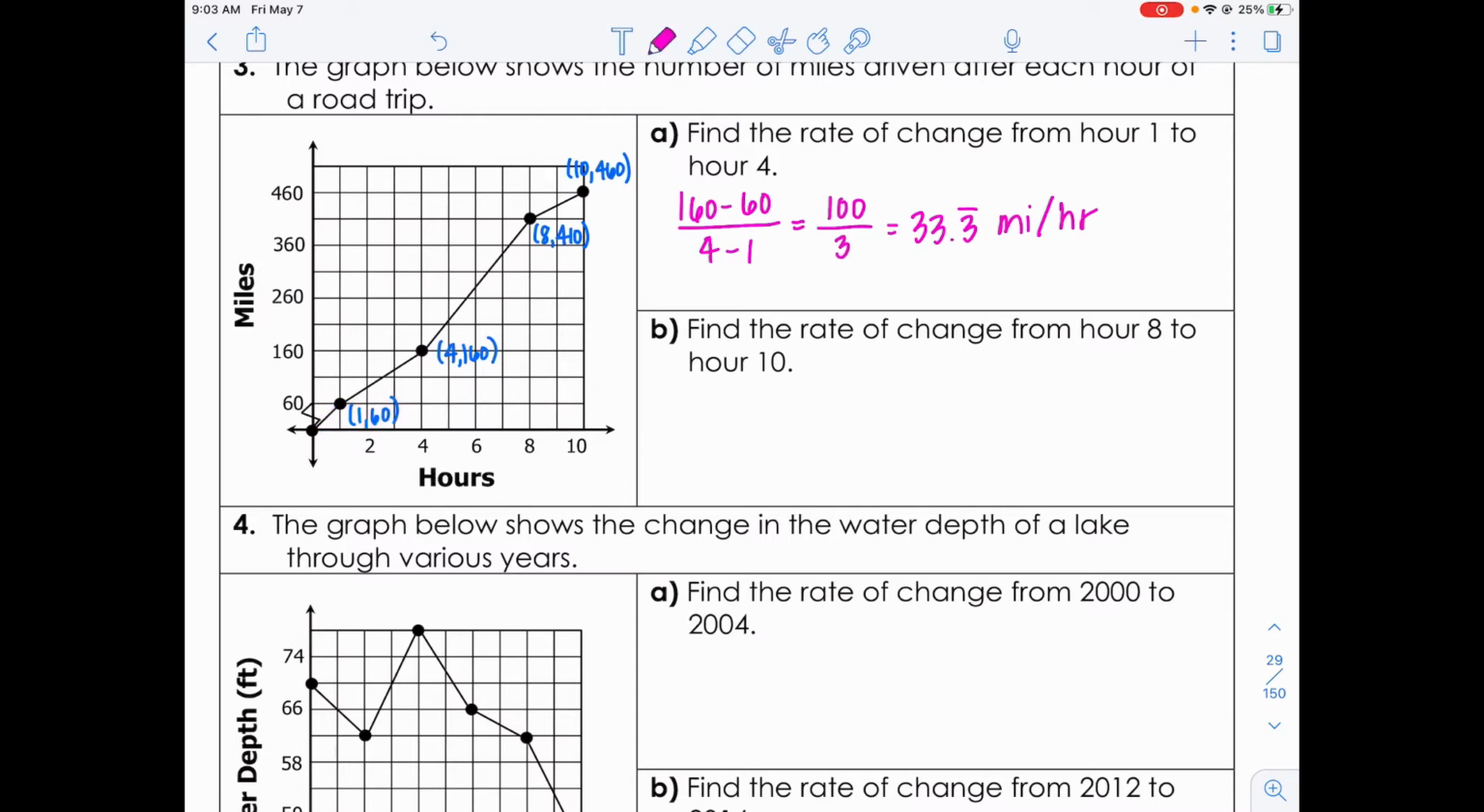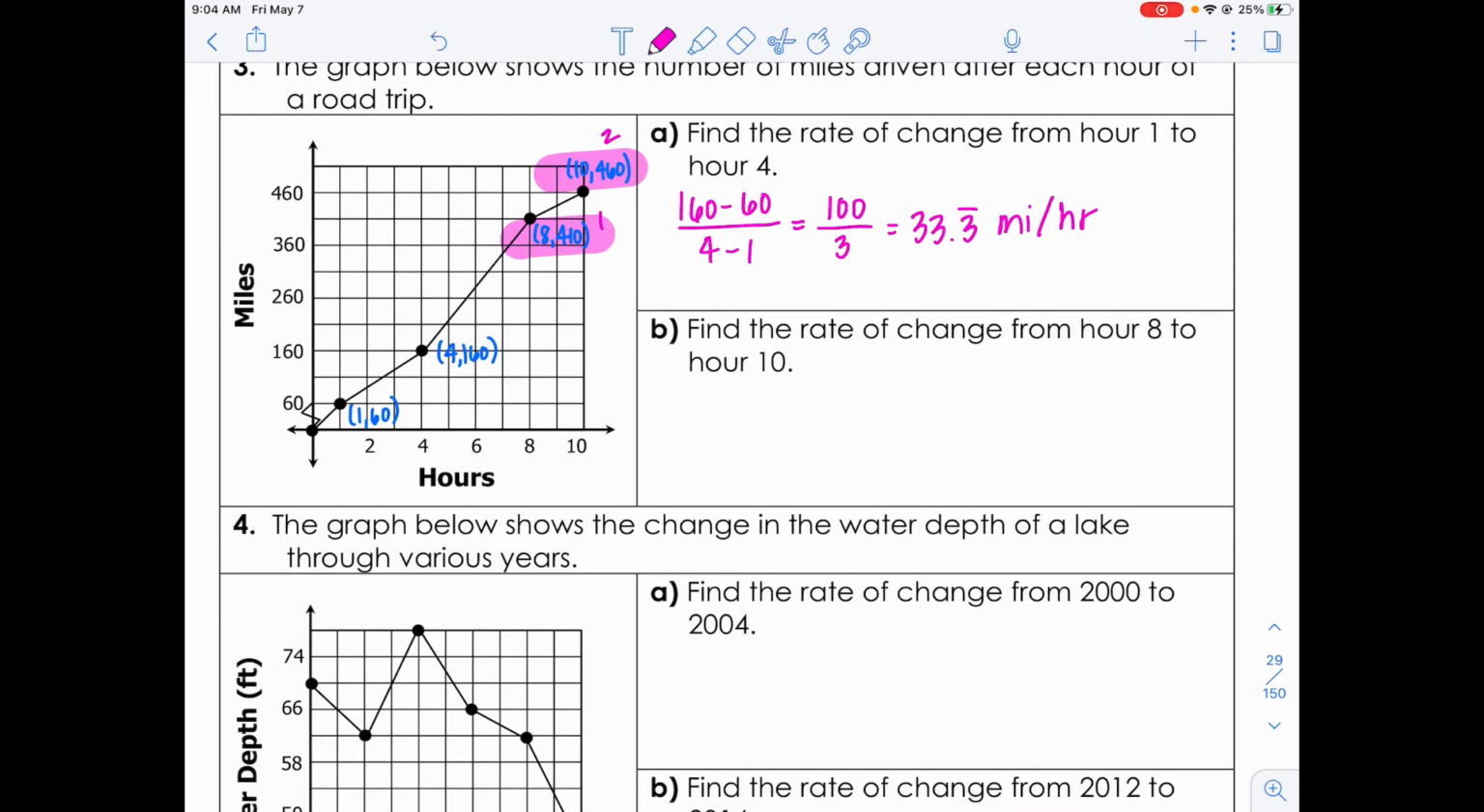All right, doing our next one. Find the rate of change from hour 8 to hour 10. So here's hour 8, here's hour 10. We're going to call these our 2s and these are 1s. Again, it doesn't make a difference.